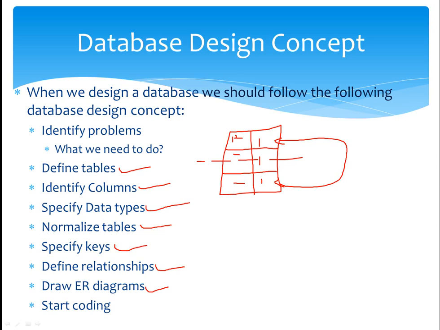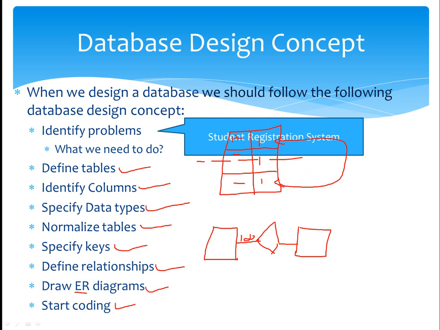And after that, you have to draw an ER diagram. An ER diagram is an entity relationship diagram. You first have tables, and you create the relationship between tables. You have to identify what relationship appears between these tables. For example, one table may have a one to many relationship. You create that relationship using an entity relationship diagram. After that, coding is the next step. Now let's see one by one.